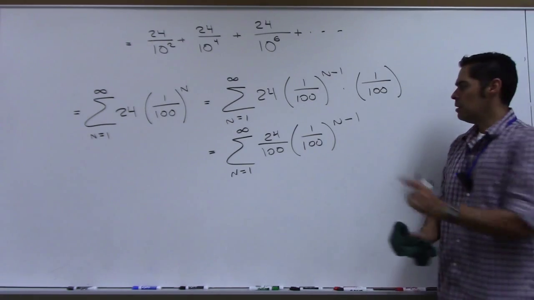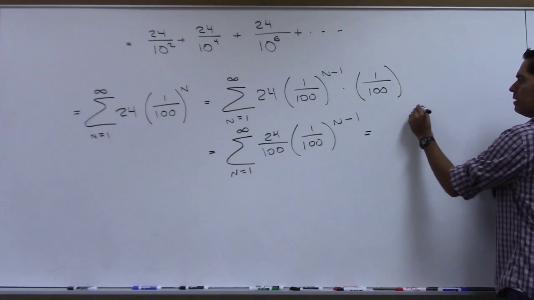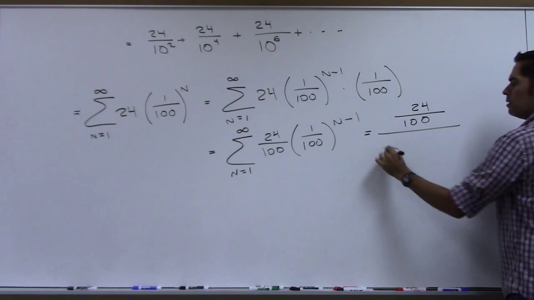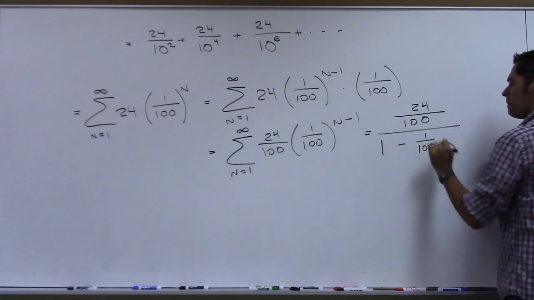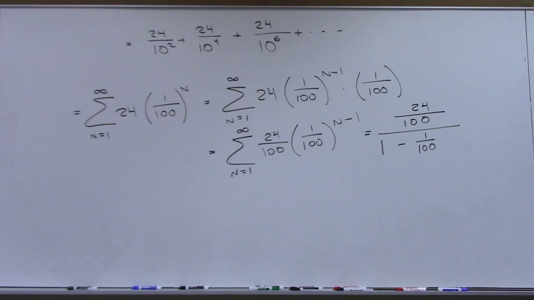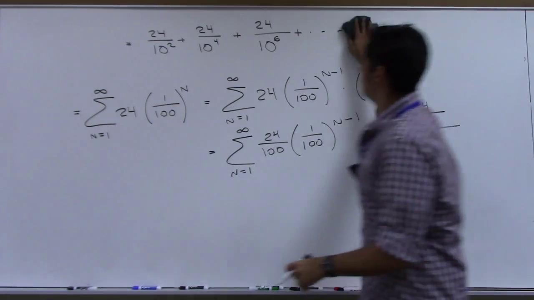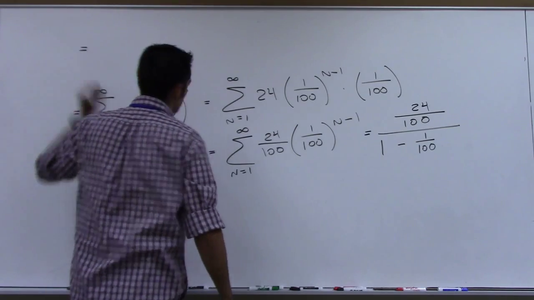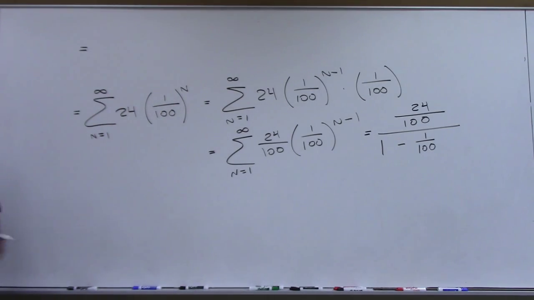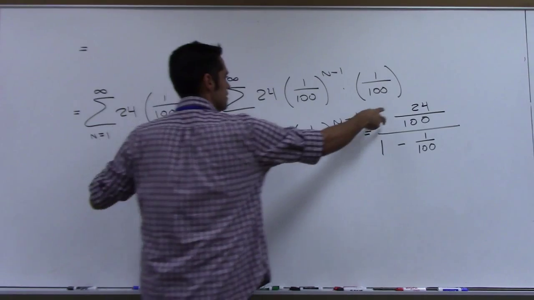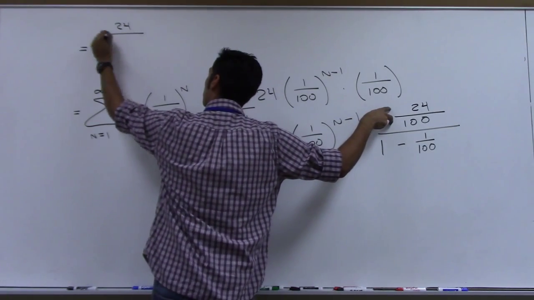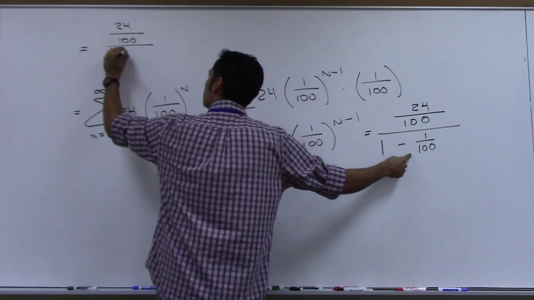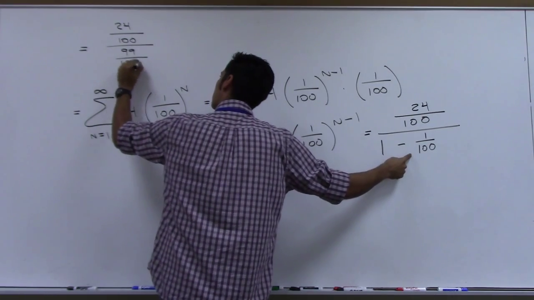You're ready to go. So this will become, according to the formula, a over 1 minus r. I'm going to still leave this at 24 over 100. 24 over 100 over, what's 1 minus 1/100th? 99 100ths.